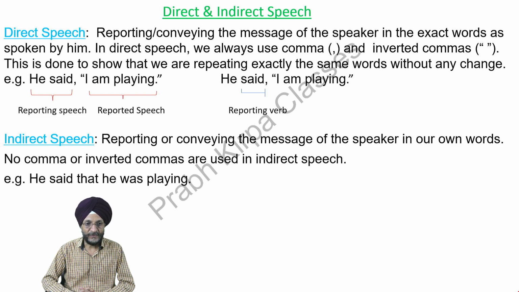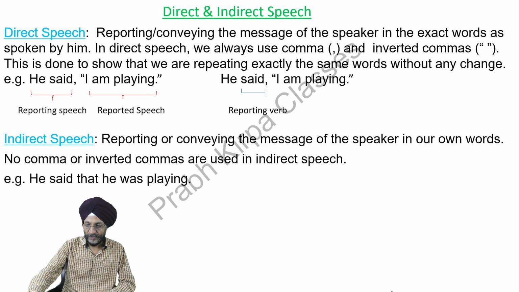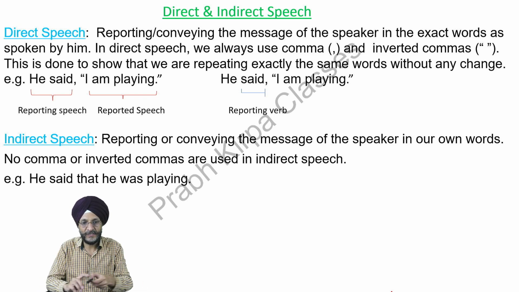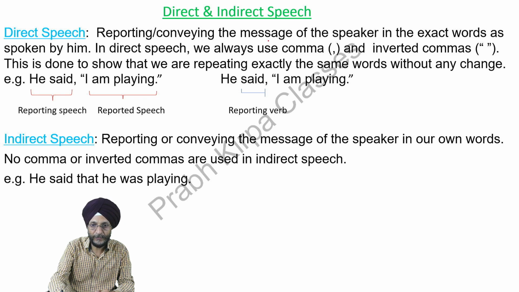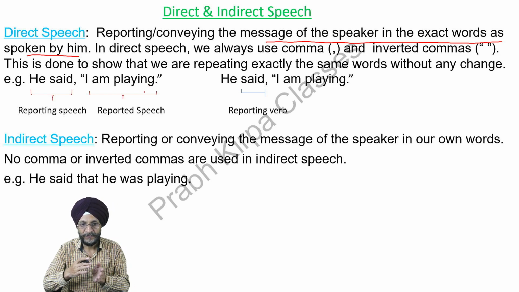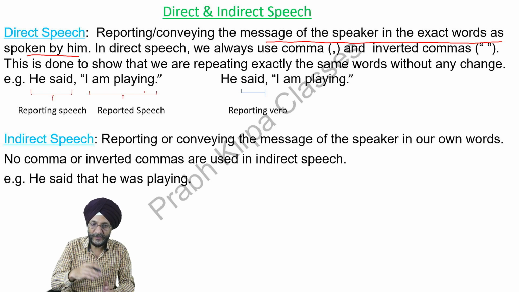So let us start. First, what is the meaning of direct speech? Direct speech means reporting or conveying the message of the speaker in exact words as spoken by him. You can understand the same with the help of an example. A person has said that I am playing. He said, "I am playing." You are using here comma and inverted commas. This is called direct speech. All the words as spoken by someone are being repeated as it is. We are not making any change to it.